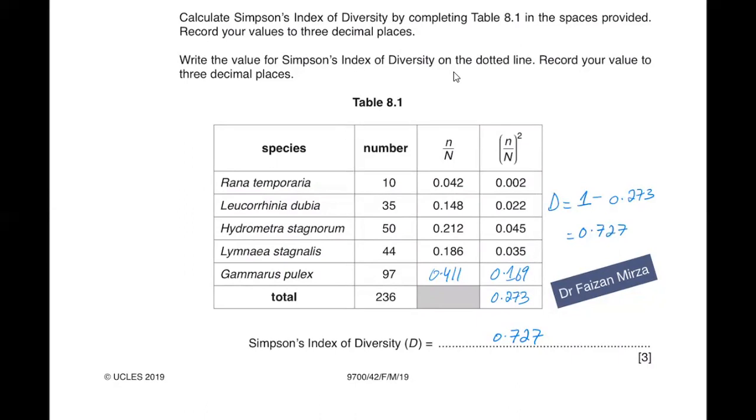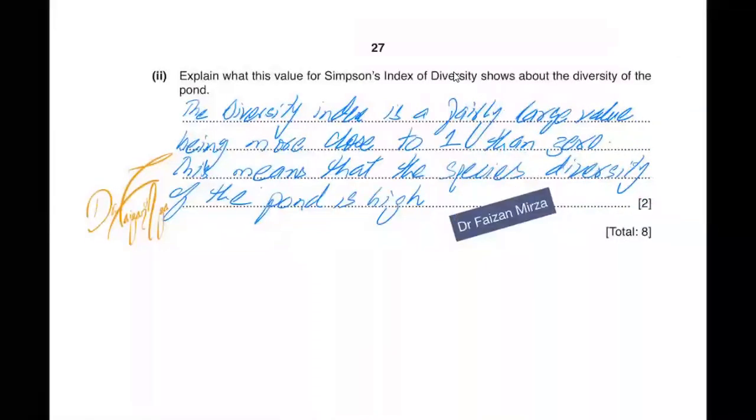We know this answer is close to 1. The answer must be given in 3 decimal places. Whenever the answer comes closer to 1, it means that the diversity is high. If it comes close to 0, it means the diversity is low. So explain the value of Simpson's index of diversity and what it shows. The diversity index here is a fairly large value, being closer to 1 than 0. This means that the species diversity of the pond is high.